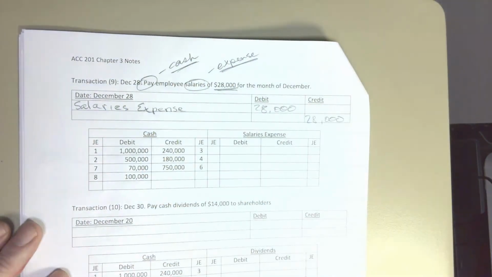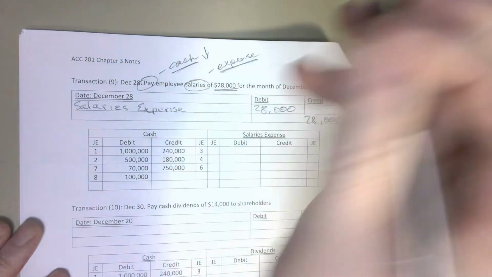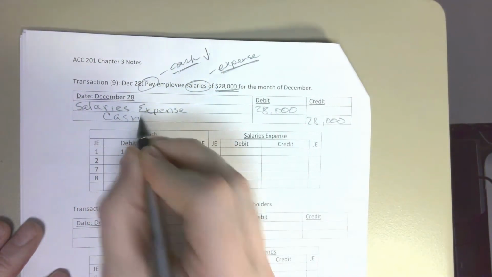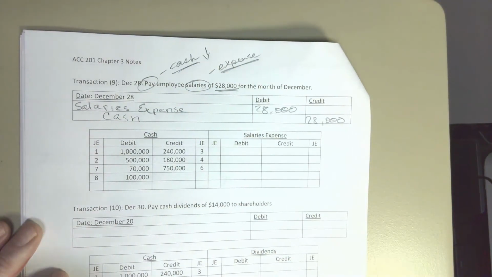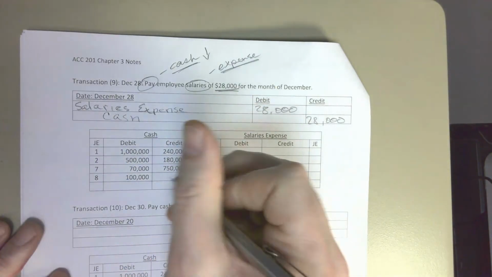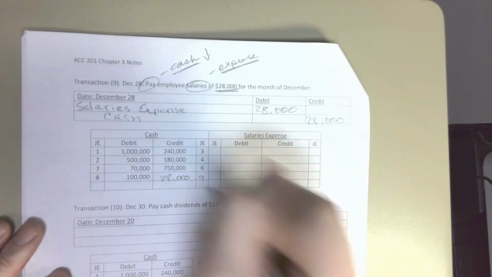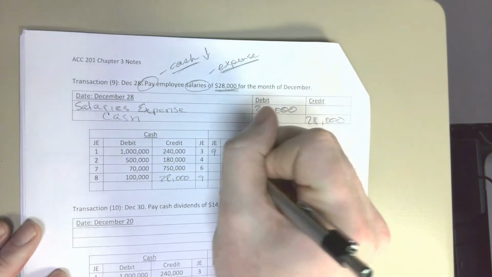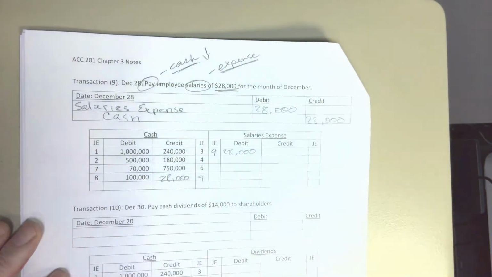What are we crediting? Well, cash, right? That's an asset. We're decreasing cash, so we're going to credit it. Cash, $28,000. So here we go. Transaction 9 in your T account for cash is going to be $28,000 on the credit side. For your salaries expense, it's going to be $28,000 on the debit side.